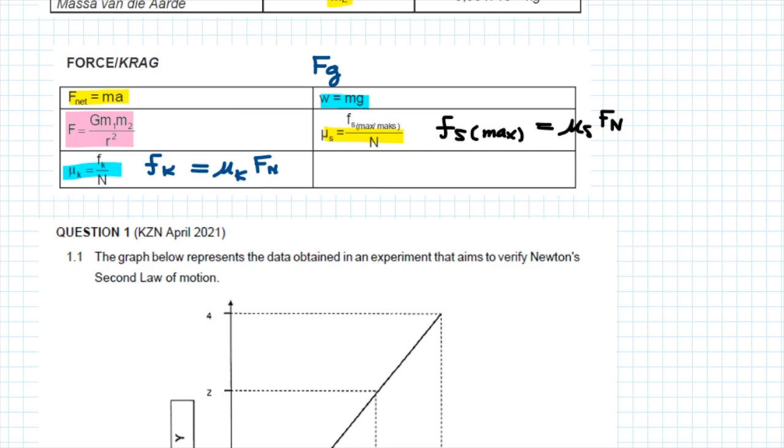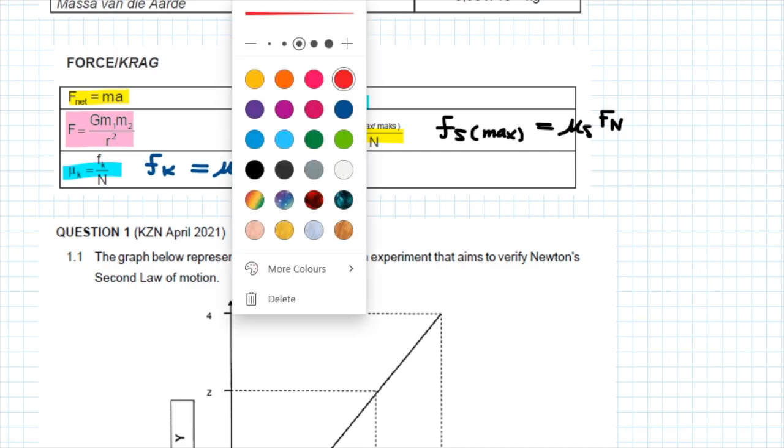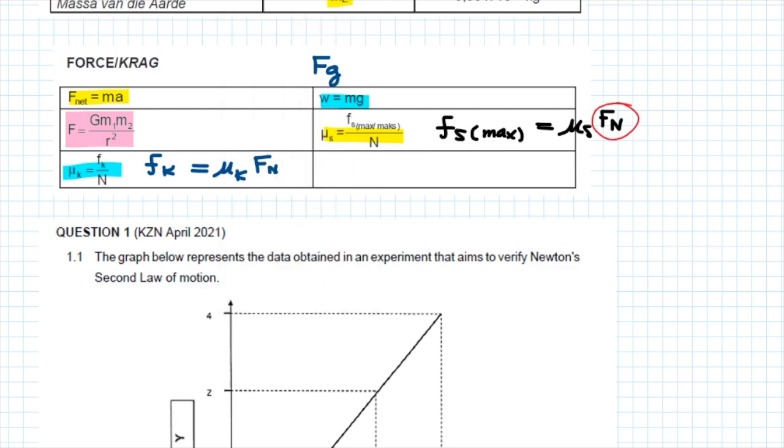So for the normal force, you are more than welcome to make use of this symbol or this one over here, and for the weight you can use the symbol W or Fg. They refer to exactly the same thing.